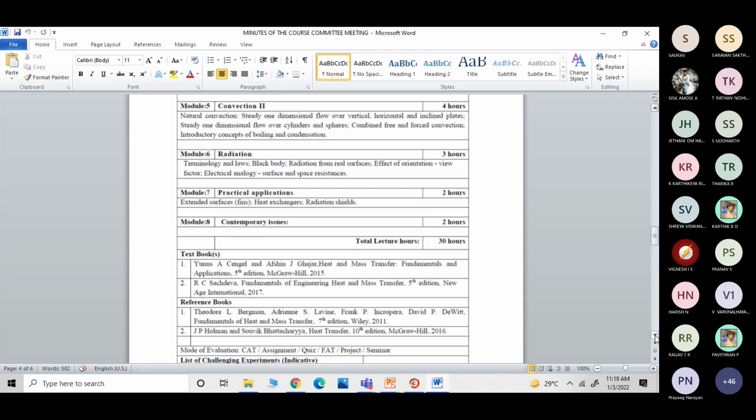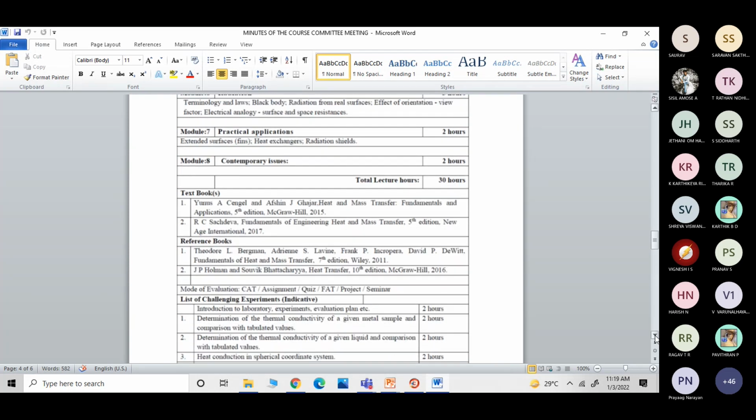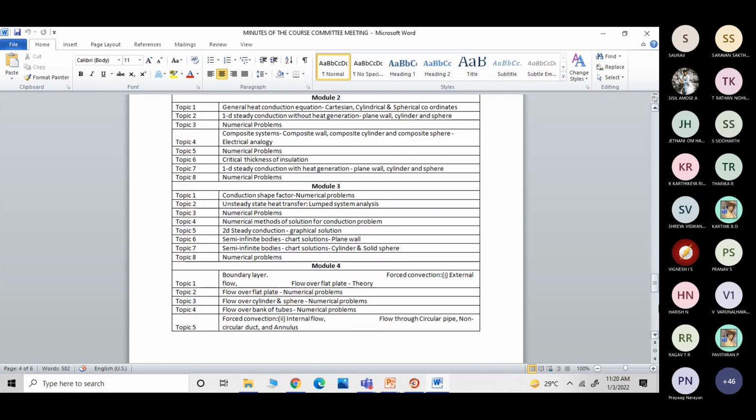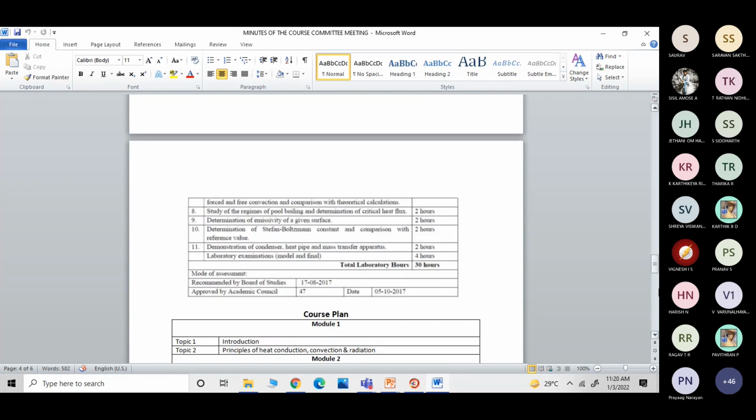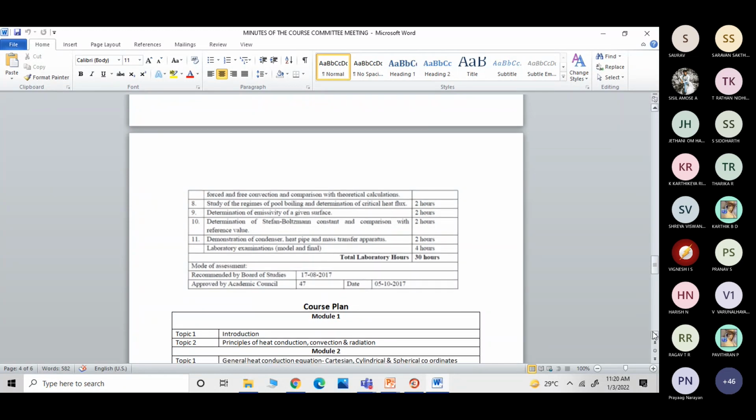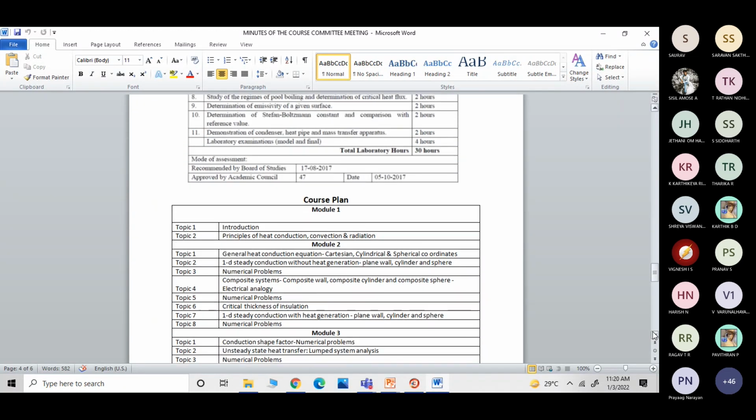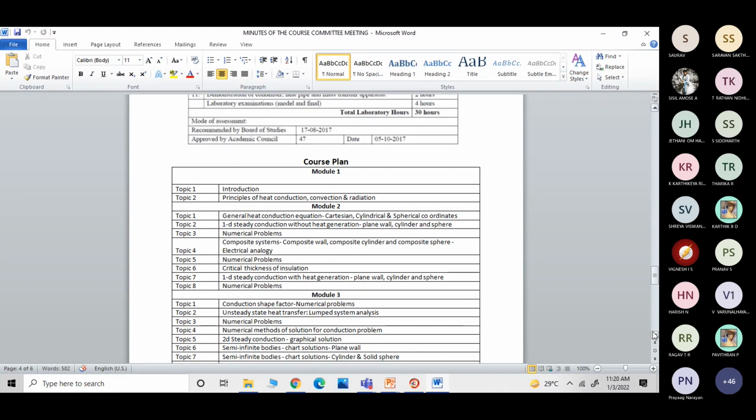If I have any soft copy also, I will try to upload. And similarly, laboratory also, you know that. One more thing I wanted to say, this is the course plan. The first 2 hours we will be discussing introduction, that is principles of conduction, convection, radiation. I will be covering that, and I will start module 2 this Friday.